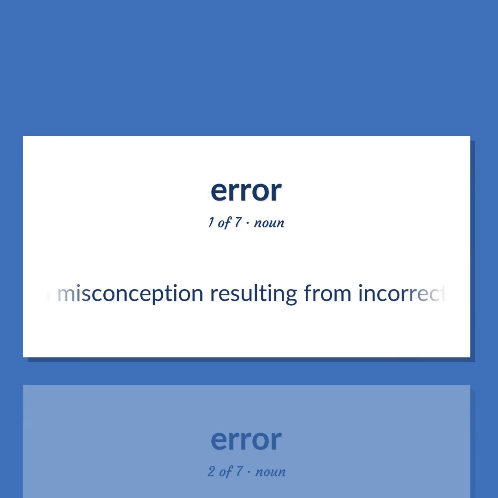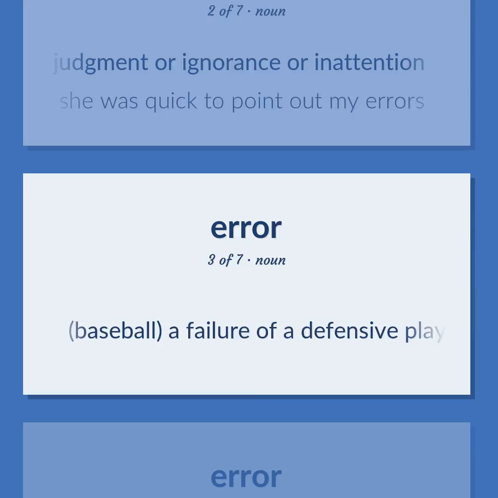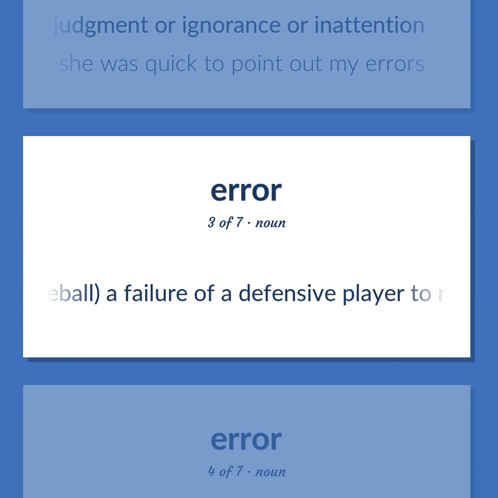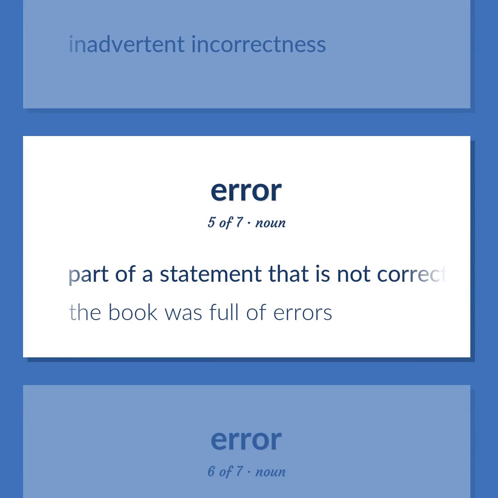A misconception resulting from incorrect information. A wrong action attributable to bad judgment or ignorance or inattention. She was quick to point out my errors. Baseball. A failure of a defensive player to make an out when normal play would have sufficed. Inadvertent incorrectness. Part of a statement that is not correct. The book was full of errors.